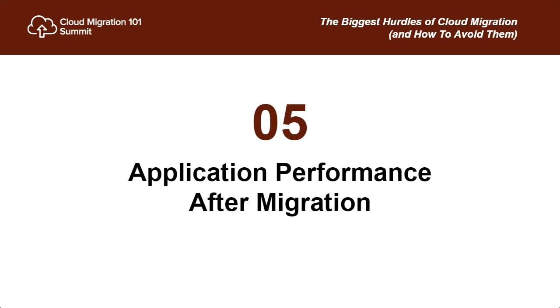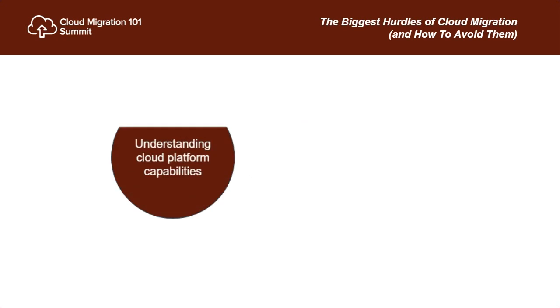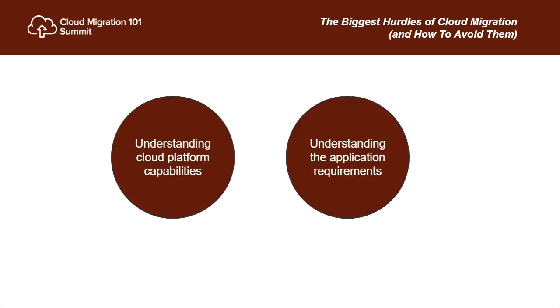Number 5 is going to be application performance after migration. Now, again, all of these are going to be a consequence of the skills that we talked about, and they're going to be a consequence of the cloud strategy we talked about. Now, the one thing that I tell my customers as you're looking to go to the cloud is you have to understand the capabilities and the limitations of the cloud environment that you're migrating to. You have to understand what you can do with this.